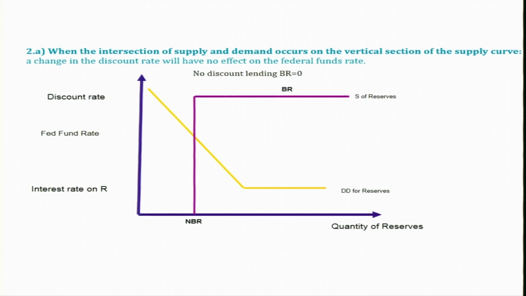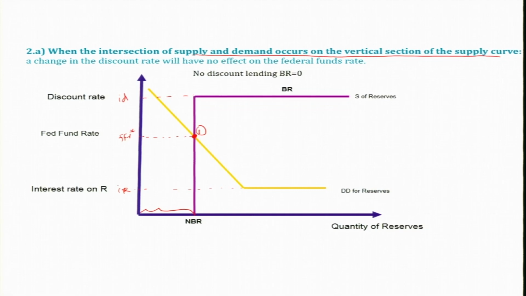Our first scenario is that the intersection of supply and demand occurs at the vertical section of the supply curve. This is the intersection point. Again we can say that this is the equilibrium interest rate, and this is the quantity demanded and quantity supplied. The quantity of reserves demanded and supplied is equal to this much, right. So this is the initial equilibrium position. You are clear by now that this is the interest rate on reserves, and this is the discount rate.